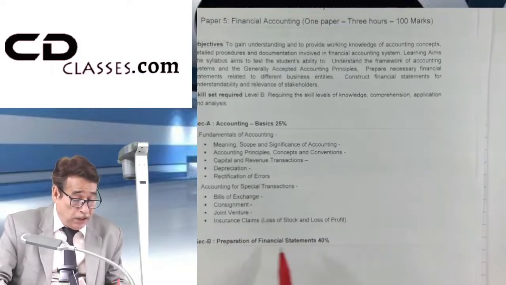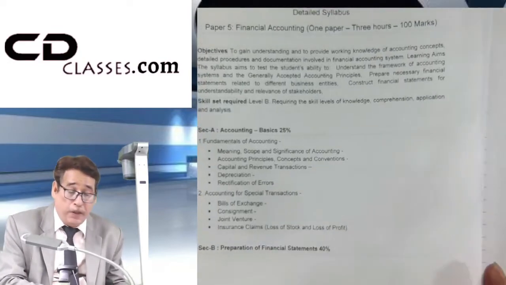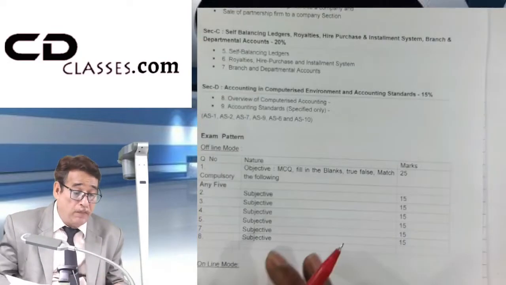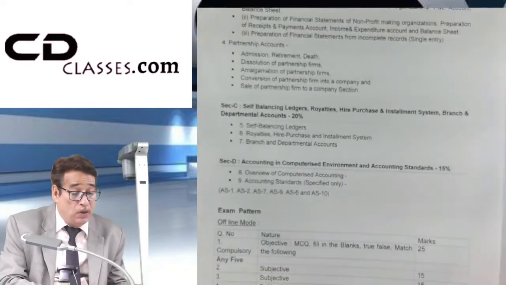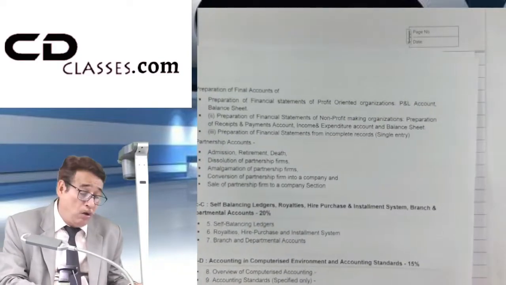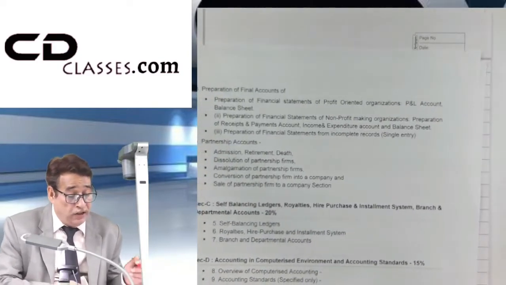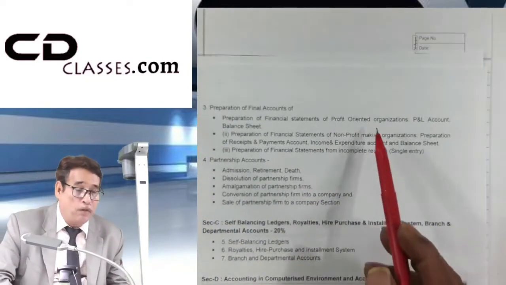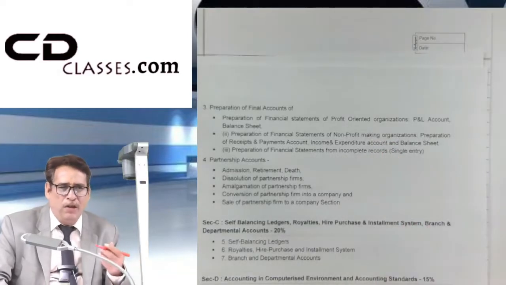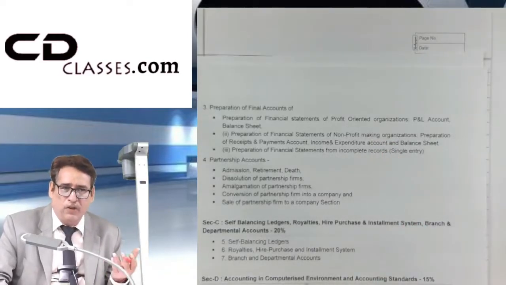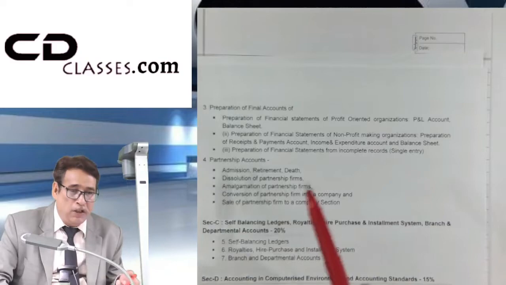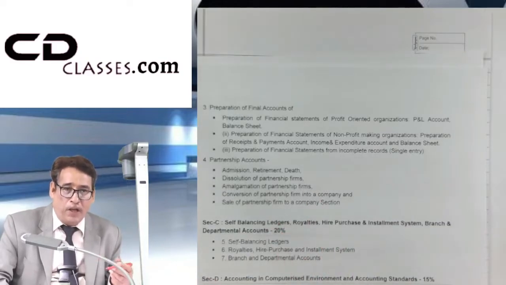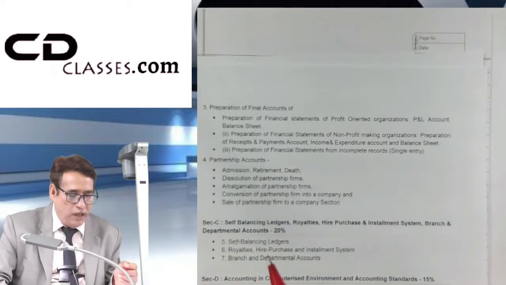Then section B deals with preparation of the financial statements. It comprises 40 marks. 40 marks, a pretty heavy unit. Under it, there are lots of chapters, and all these chapters are of great length. Under it, you have to study preparation of the financial statements of profit-oriented organizations. You have done the final accounts in your class 11th or 12th, whatever it is. That means you have done it so many times in your past phases of education, and you know how to prepare the trading and profit and loss account and balance sheet.